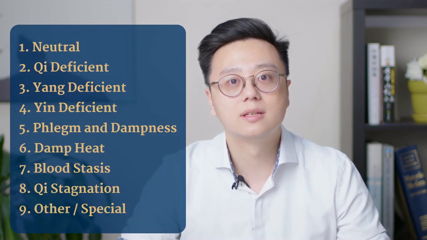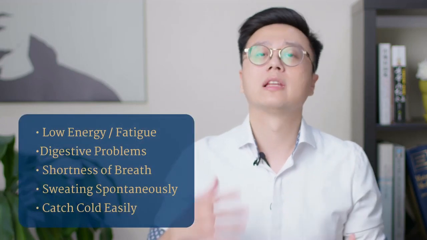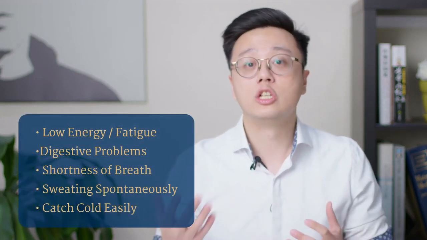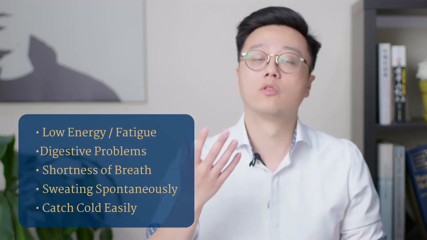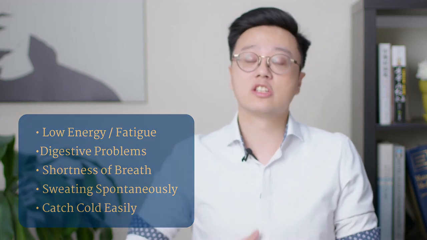Our body can be divided into 9 constitutions. Qi deficient type. Qi is the vital energy and the life force of our body. When qi is deficient, our body is lacking its energy to perform its function. For example, when qi is deficient in our digestive system, then we may experience bloating or indigestion. When it's deficient in our respiratory system, shortness of breath, or we may have a compromised immune system. When it's a general body deficiency, then we may experience fatigue and low energy.